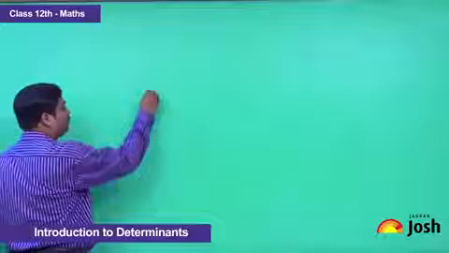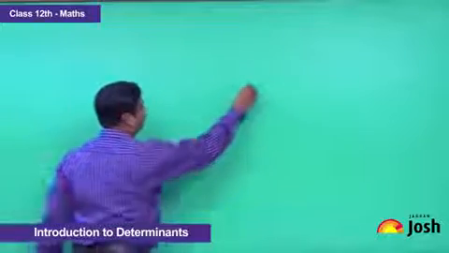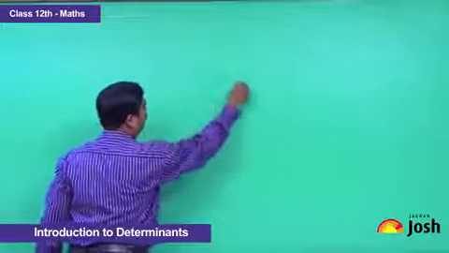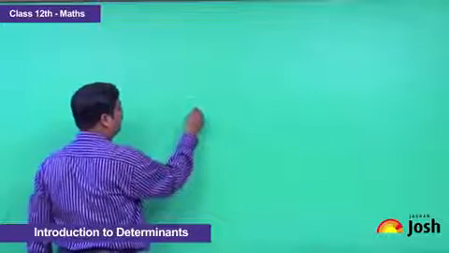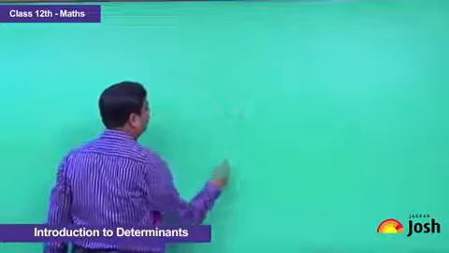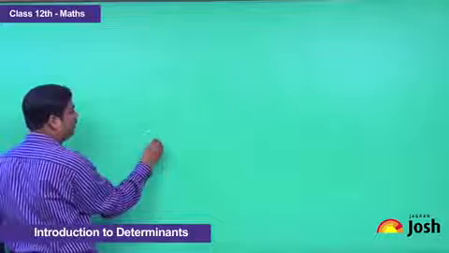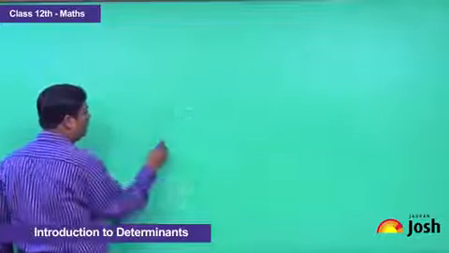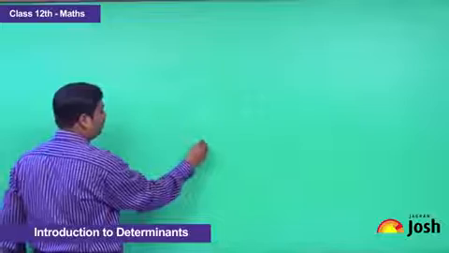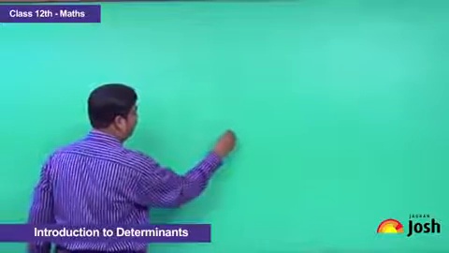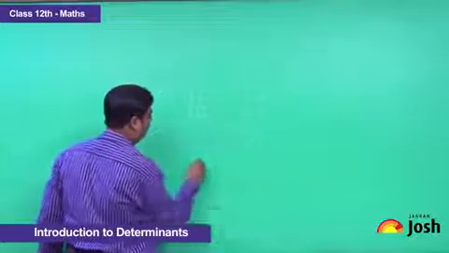Suppose A is a square matrix of order 3 cross 3 whose elements are given by 2, 0, 8, minus 1, 6, 5, 7, 2 and 5. Suppose we want to find the cofactor of element 7 over here, which is actually C31. It is given by minus 1 to the power 3 plus 1 and minor of 31.